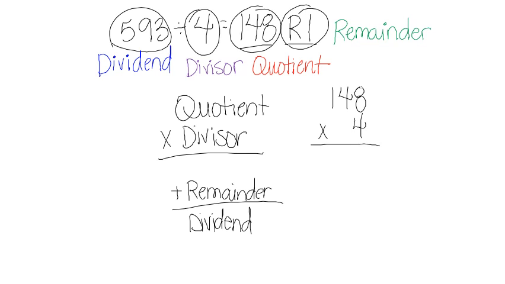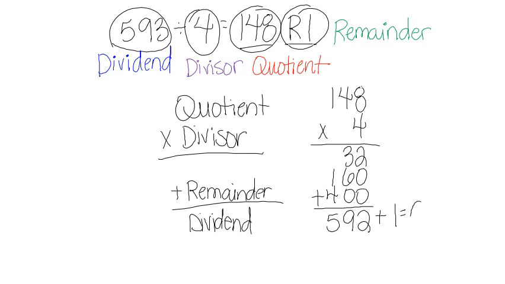So 4 times 8 is 32. 4 times 40 is 160. And 4 times 100 is 400. I'm going to add these together. And I get 592. I do have a remainder of 1, so I need to add on my remainder of 1, and I get 593. 593 is my dividend, so I know that I got this problem correct.